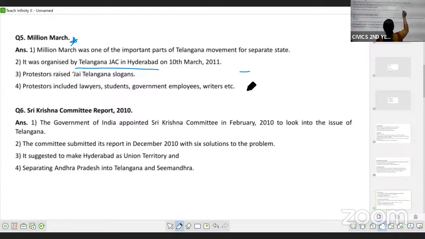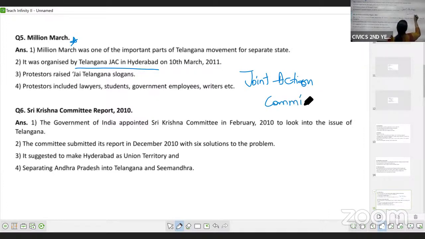What is JAC? Joint Action Committee. The Telangana Joint Action Committee organized this Million March. That is, 1 million people assembled at Tankbund. It was organized on 10th March 2011.